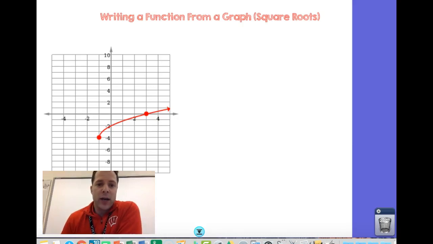Hey everybody, welcome to writing a function from a graph. In this case, we're going to be writing a function from a graph for a square root function. Okay, so let's go ahead and get started.